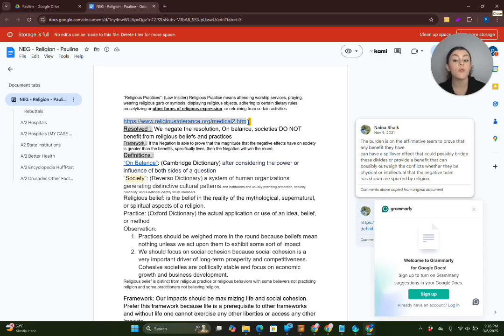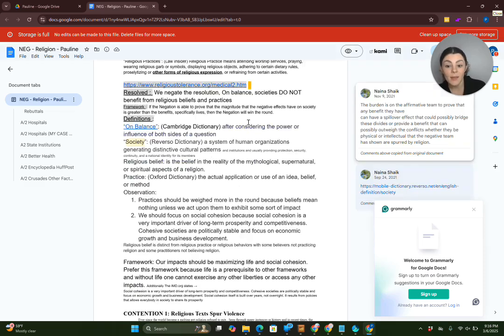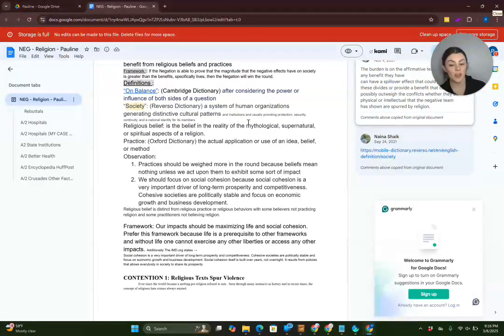On balance, societies do not benefit from religious beliefs and practices. Definitions. On balance, Cambridge: after considering the power or influence of both sides of a question. Society: a system of human organizations generating distinctive cultural patterns. Religious belief: the belief in the reality of the mythological, supernatural, or spiritual aspects of a religion. Practice: the actual application or use of an idea, belief, or method.